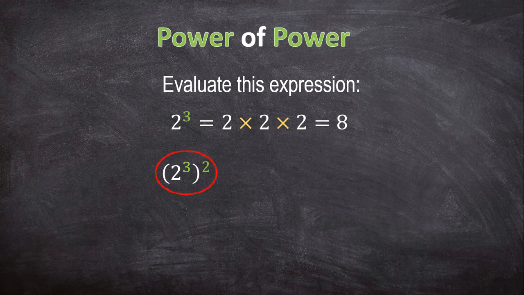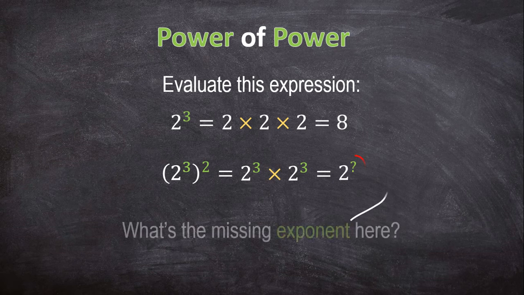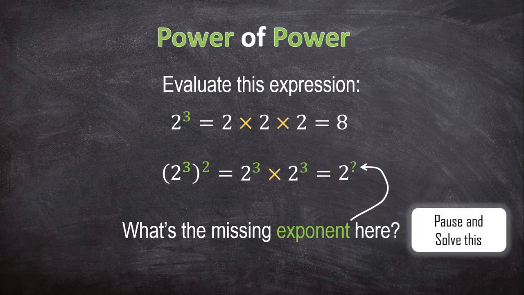Well, squaring 2 to the third means we are multiplying 2 to the third by another 2 to the third. And this product is 2 raised to some power. What's the missing power or exponent over here? Well, as you're multiplying 3 2's by another 3 2's, how many 2's are you multiplying all together?